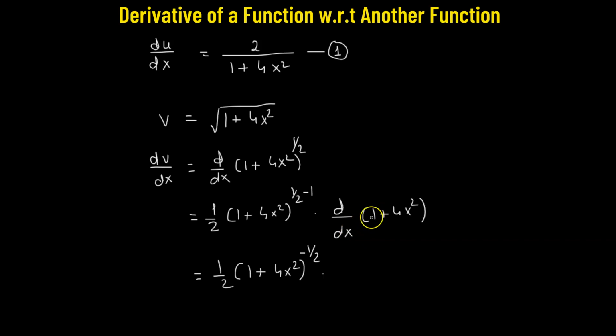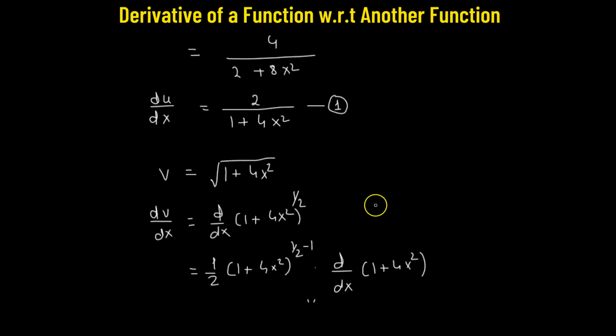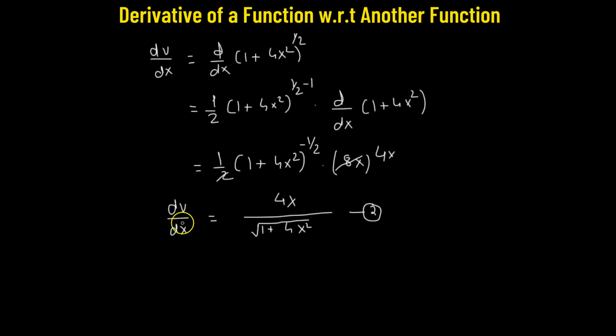1 is a constant, that will be 0, and the derivative of 4x squared will be 8x. So here 2 times 4 is 8, so we have 4x. And that gives us the derivative of v with respect to x, which will be 4x divided by the square root of 1 plus 4x squared. Right. So let's label this as number 2. So here we have number 1, which is du over dx, and we have obtained dv over dx.